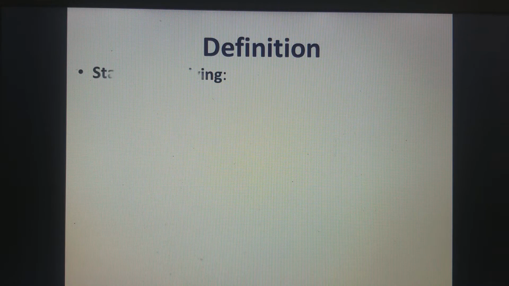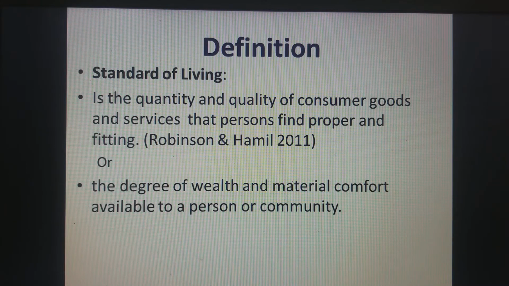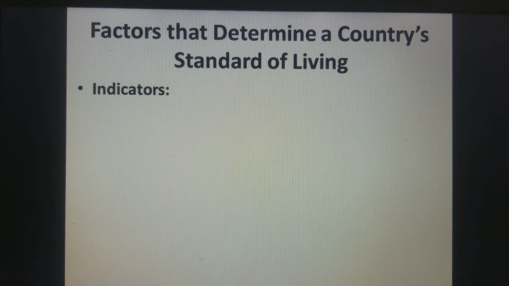Let's look at a definition here. Standard of living. What is it? Standard of living is the quantity and quality of consumer goods and services that persons find proper and fitting. Or, standard of living is the degree of wealth and material comfort available to a person or community. Let's now look at some factors that determine the standard of living.